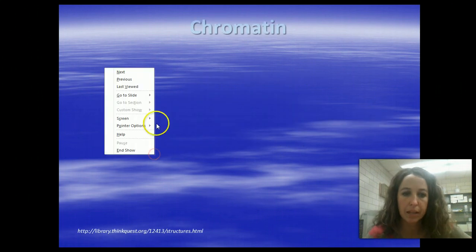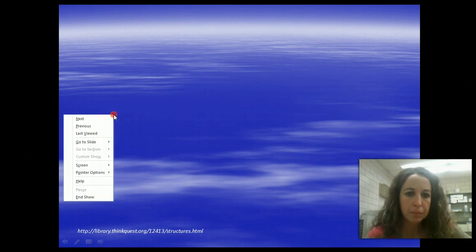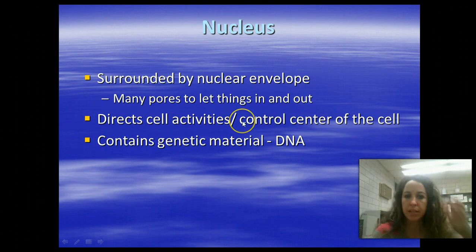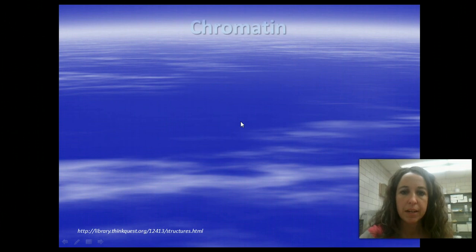Oops, let's go back for a second. Okay, so the structure is that it's surrounded by a nuclear envelope that has lots of pores, and then it contains DNA, and then its function is to direct the cell activities. I'm sorry, I don't know what happened to my picture for this one, so we'll have pictures for the rest.